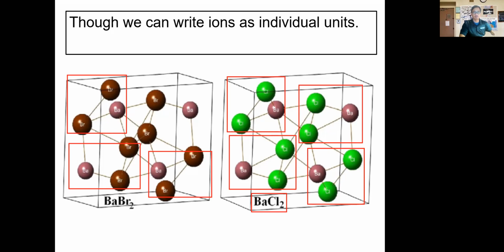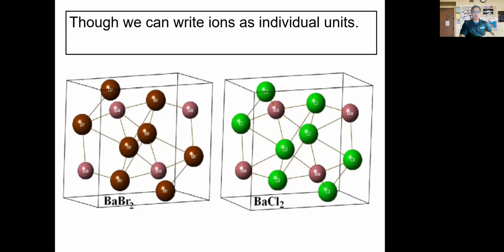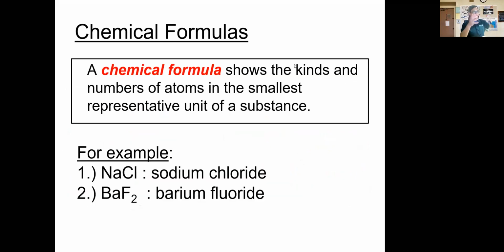That formula unit is what's always going to be repeated, and so we have to make sure that we can indicate that. When we write out the formula for an ionic compound, what we are representing is this formula unit. So whenever we refer to the chemical formula, we are referring to the repeated parts of the ionic compound, and the repeated parts will be made up of cations and anions.